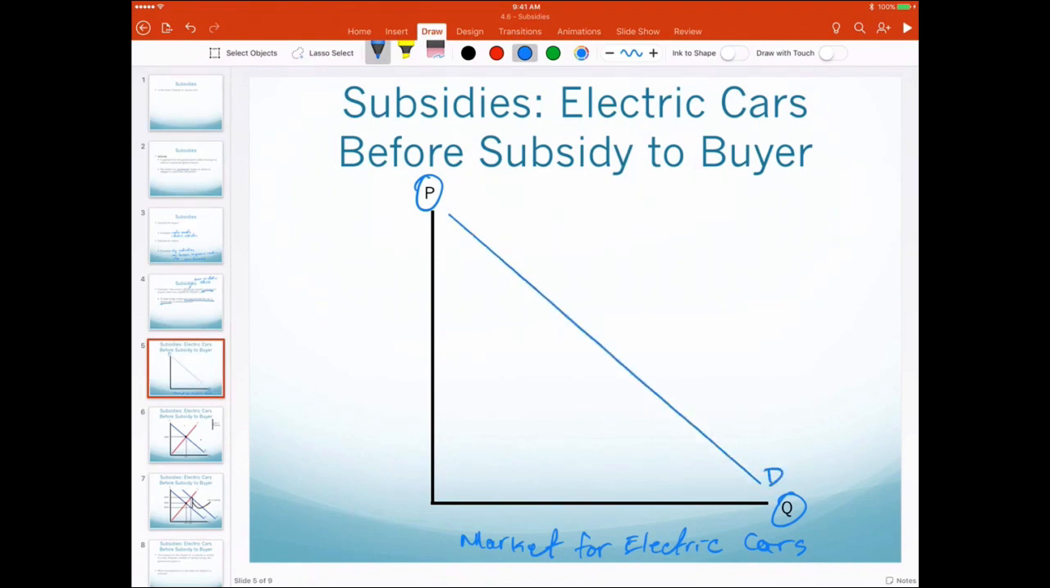Label it with a D. And then go ahead and draw in your supply curve, something around like this. Go ahead and label it with an S. And this is the supply of electric vehicles. Okay? So again, the demand curve over here represents the buyers, or the people who are leasing electric vehicles. And the S represents the companies that are making and selling electric vehicles.